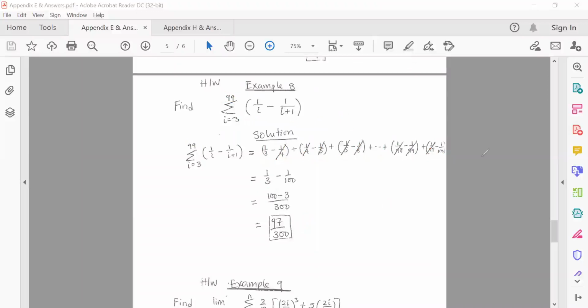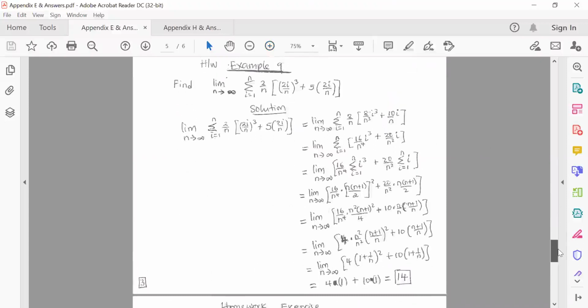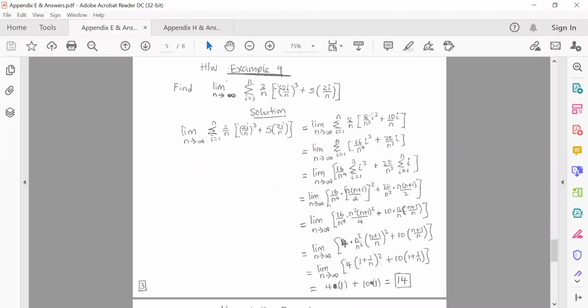The next one, you see there, I said is for homework, but since it's the last example, I'll just go over it with you guys. Again, you can see it's a limit as n tends to infinity. So it looks more or less like the example that we did earlier. And the trick was you need to expand all of this out. So (2i over n) cubed becomes 8i cubed over n cubed. If you multiply this term here, you just have 10i over n.